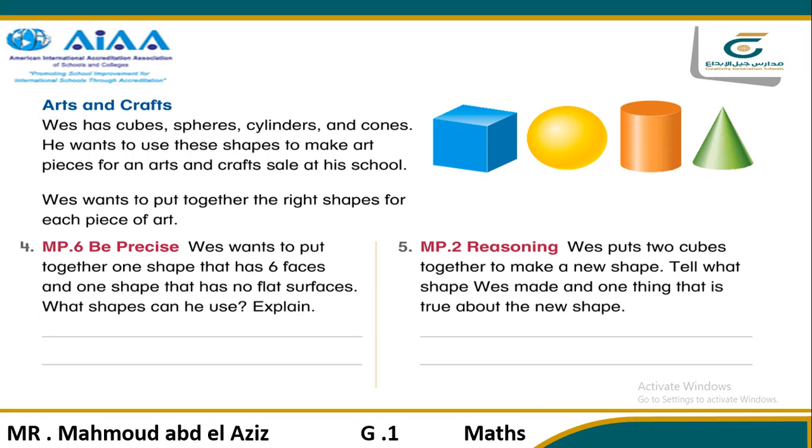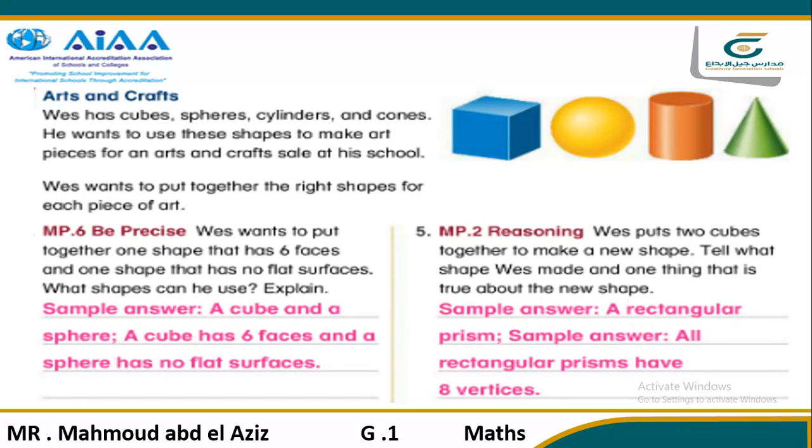So I want to use here 2 shapes. One of them has 6 faces. Which one here has 6 faces? It's the cube. The second one has no flat surfaces. Which one? Excellent, sphere. So we'll choose here a cube and a sphere. Why? Because a cube has 6 faces and a sphere has no flat surfaces.